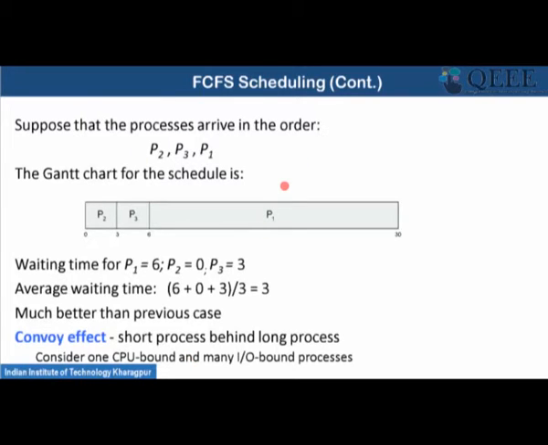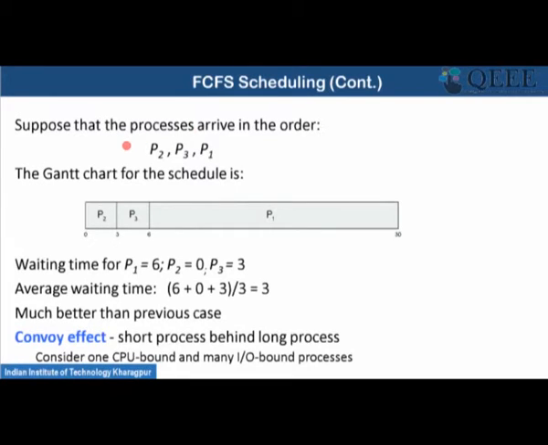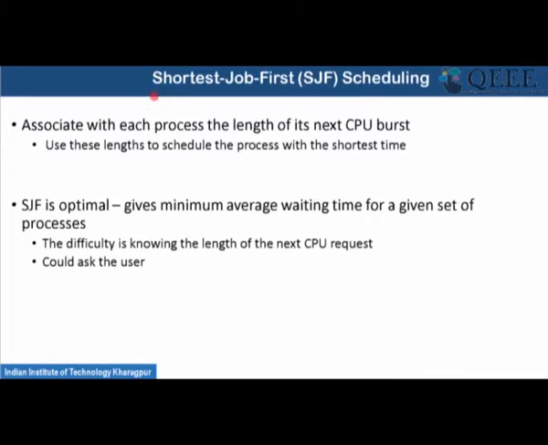The example that we have discussed: in the previous case, whenever the processes come in the order of P1, P2, P3, the short processes are behind the long process, and we have a higher average waiting time of 17. But in the other scenario, when the processes come in the order of P2, P3 and P1, the long process is executed later and the short processes are executed first, so we have a much better waiting time. This is the shortest job first scheduling algorithm.